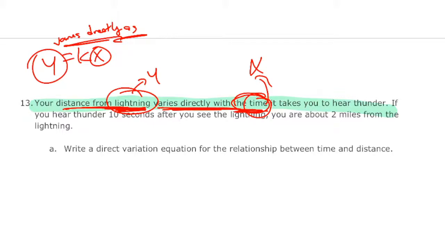Fine. If you hear thunder 10 seconds, now which one? Stop right there. I tell people when you're reading word problems, freeze every time you see information. You hear thunder 10 seconds. This is how long it took you to hear thunder. Which of these letters represents the time it took you to hear thunder? Is it distance from lightning? No. Is it the time it takes you to hear thunder? Yes. So x then has to be 10.